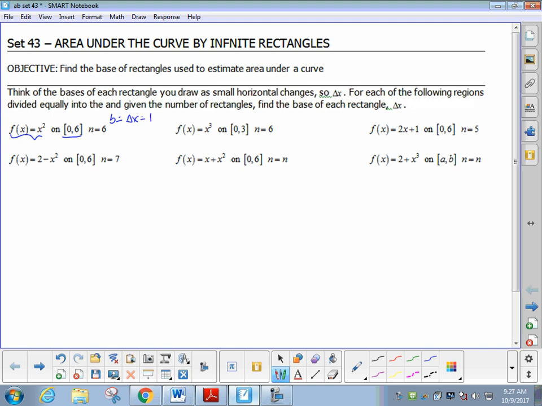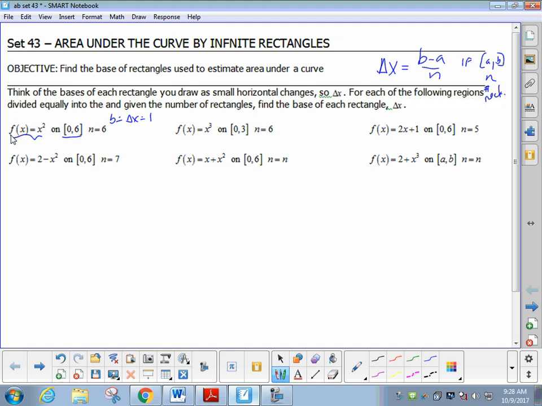Now, preferably then, we would generalize this. I know that was super easy, but how did you find 1? Analyze, please. 6 minus 0 over 6. So would you please up here write delta X equals, generally speaking, B minus A over N, if the interval goes from A to B, and N is the number of rectangles. You take the total width of the region, which is the endpoint minus the starting point, divide it by how many, and that'll tell you what each one's base is.